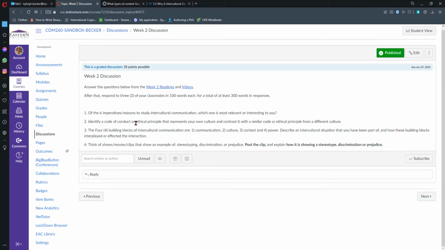Identify a code of conduct or ethical principle that represents your own culture and contrast it with something similar from a different culture. So the four building blocks are communication, culture, context, and power, and describe an intercultural situation that you've been a part of and how these building blocks affected the interaction. And then we are finding another movie clip and using it to show an example of stereotyping, discrimination, or prejudice, and explain how it is showing one of those things.